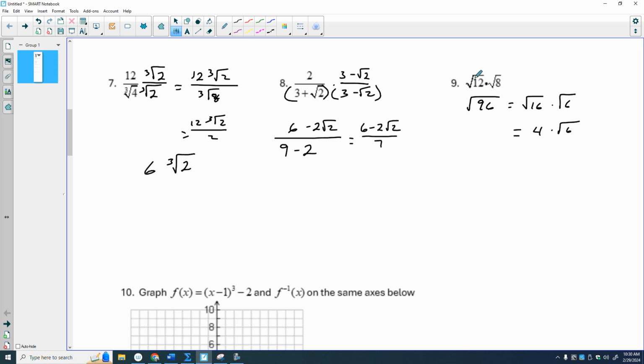Okay, if you needed to reduce this first, totally fine. What perfect square goes into 12? Well, I can make that 4 and a 3. What perfect square goes into 8? Well, again, that'd be 4. But this time it's a 2. Square root of 4 times square root of 4 is just 4. Square root of 3 times square root of 2 is just square root of 6. Either way.